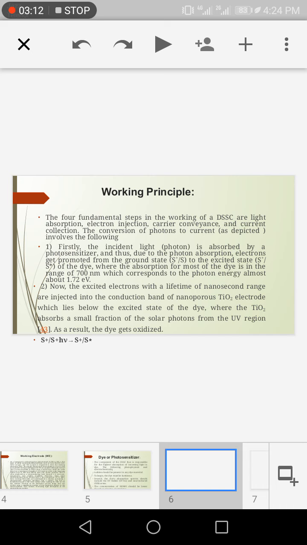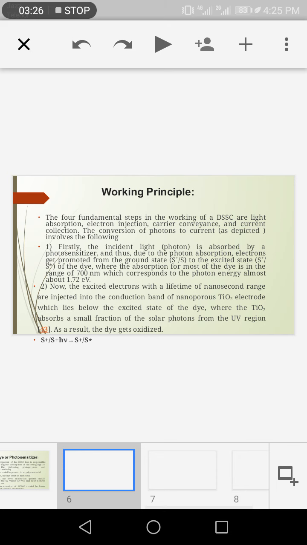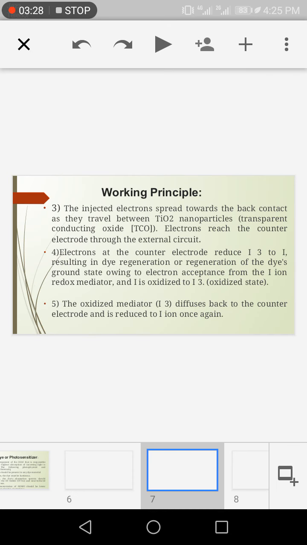Second one is that the excited electron, with a lifetime in the nanosecond range, is injected into the conduction band of the nanoporous tin oxide electrode, which lies below the excited state of the dye, where the tin oxide absorbs a small fraction of solar photons from the UV-visible. Third one is that the injected electrons diffuse toward the back contact as they travel between the tin oxide nanoparticles.